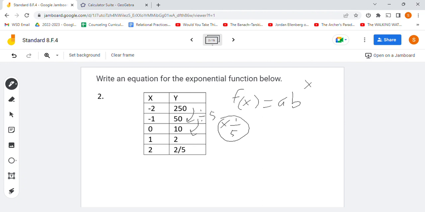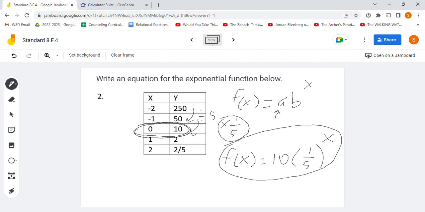We need to have our y-intercept for our value for a, and we can see that x value of 0 happens right here. It's in the middle of our table this time. So our y-intercept is 10. That gives us an equation then of f of x equals 10. For our y-intercept, our common multiple was 1/5. So 10 times 1/5 to the power of x. X is our variable again, and we are finished with this one.